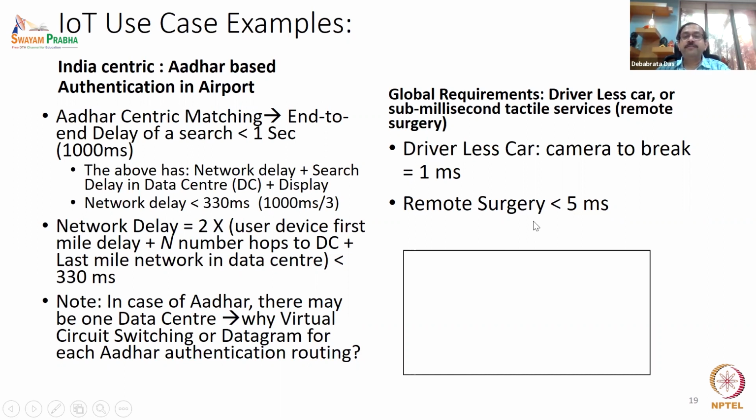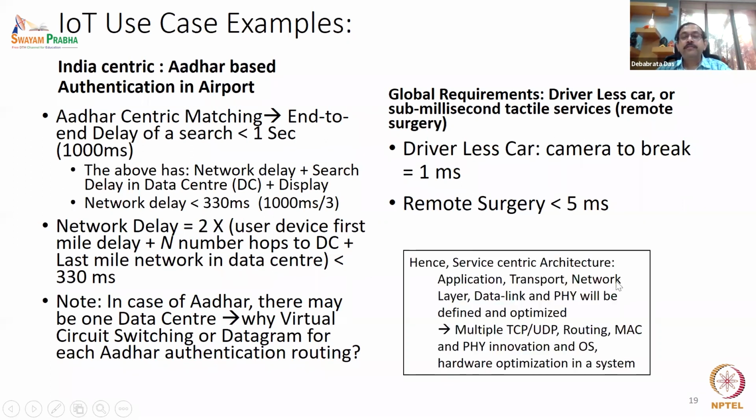A lot of surgeries are possible, but delays are expected, and no loss. Not a single bit is allowed to be lost because you are doing an operation. If the nerves are there, fine nerves, arteries are there, and you're not able to see properly, sitting in India and doing an operation in Russia, then it will be a problem. Hence, service-centric architecture is coming.